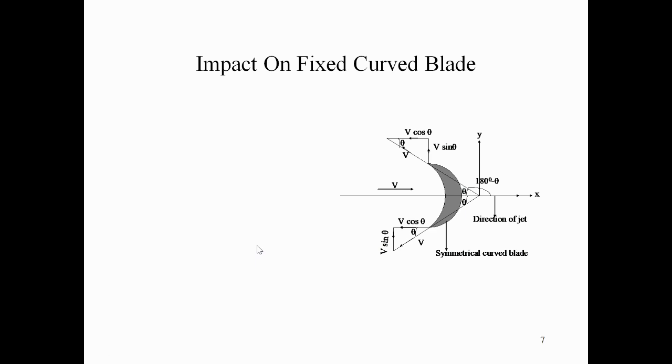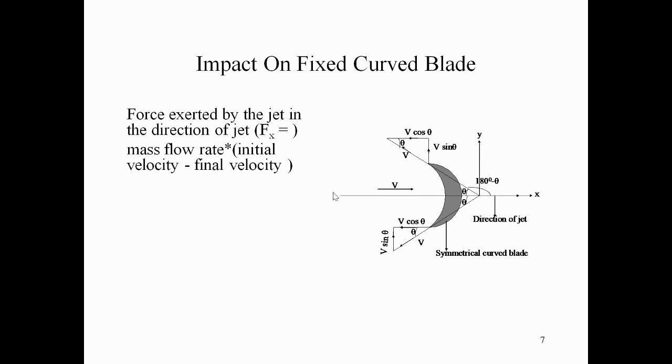Next, the force exerted by the jet in the direction of the jet, that is Fx. We have to find Fx here. Fx is equal to the mass flow rate m into the initial velocity minus final velocity.